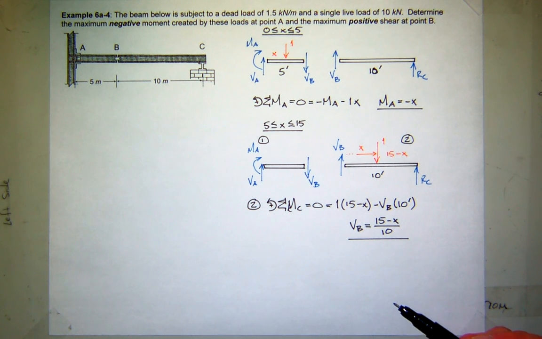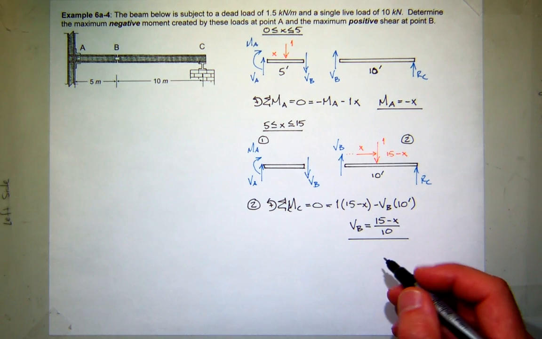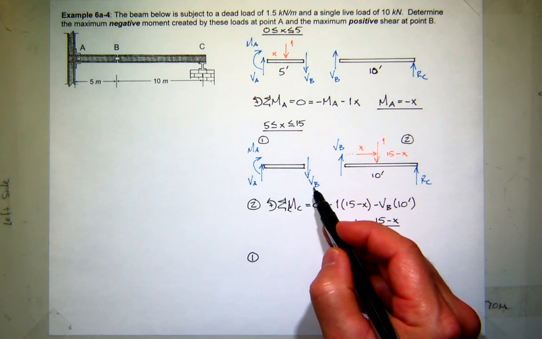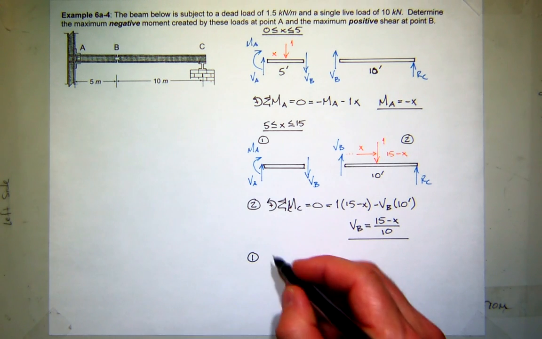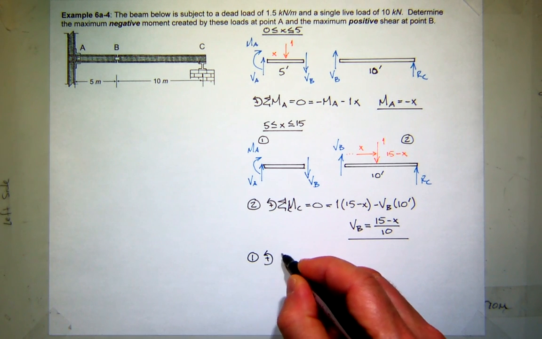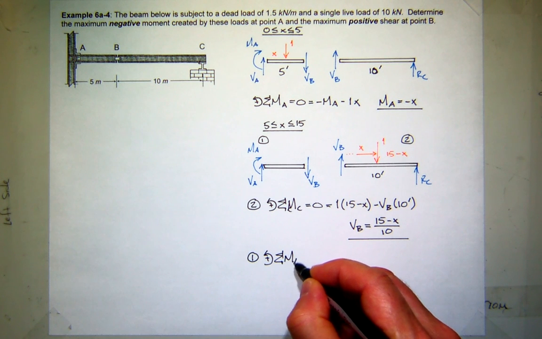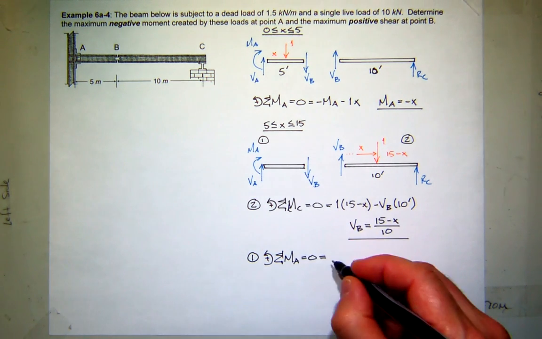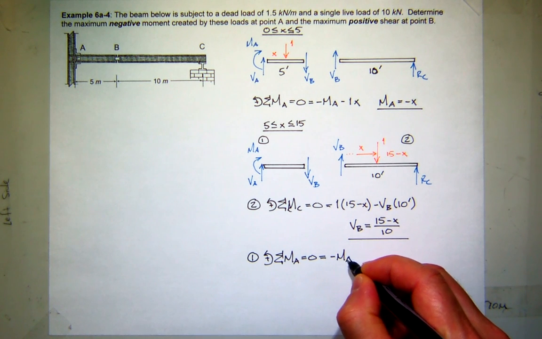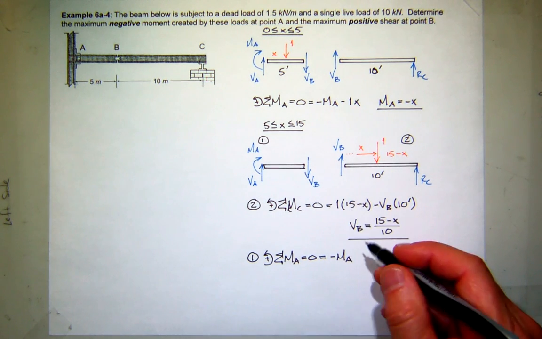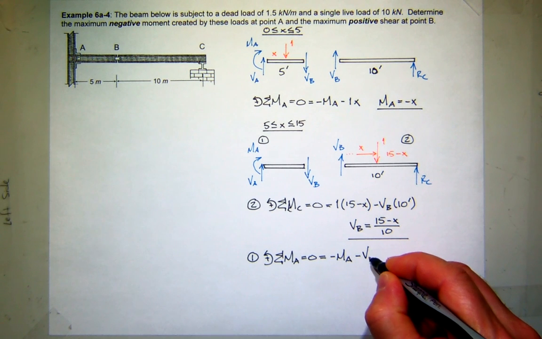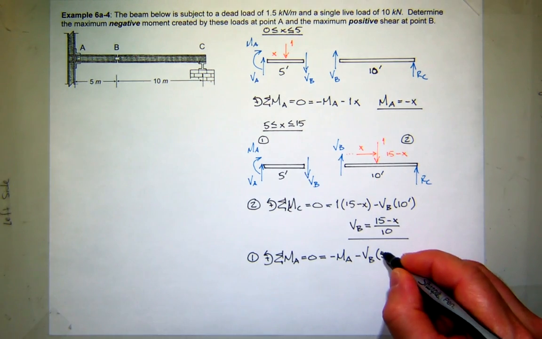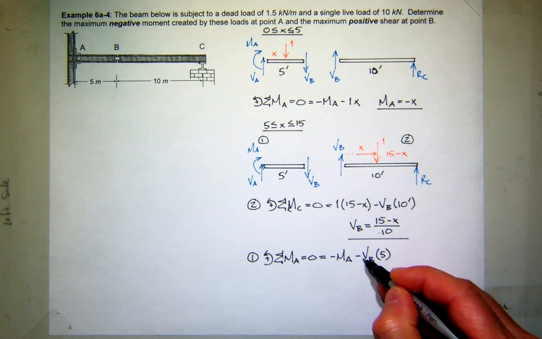Thank you. Okay, so now that I know that, I can come back over to free body diagram 1, and since I know my shear at B, I can sum the moments about A. Let's see what I get. So looking at this free body diagram, the moment at A is negative. The moment at B is also negative, and it has a moment arm of 5. So I just plug this into there and multiply it by 5.